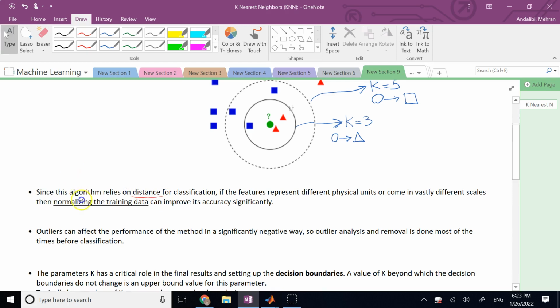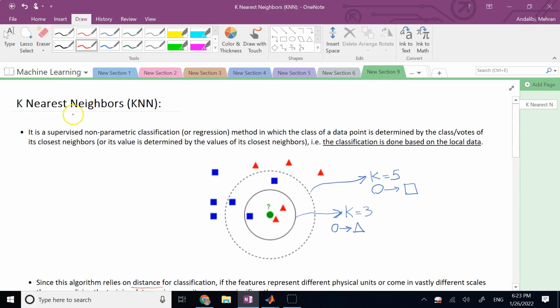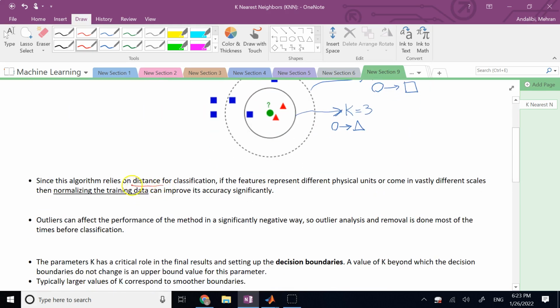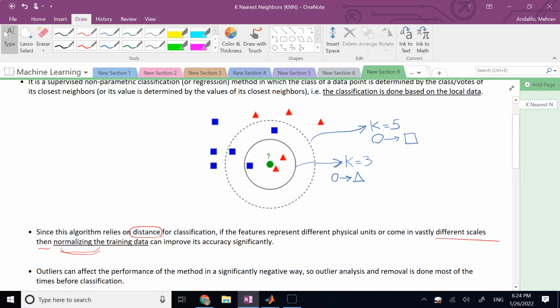Remember, you're talking about the closest, and close means what? Or nearest. Near or close means the smallest distance. So one important thing is, sometimes this data that you have comes in different scales. If it does, and you don't normalize, then it can completely affect the final results.